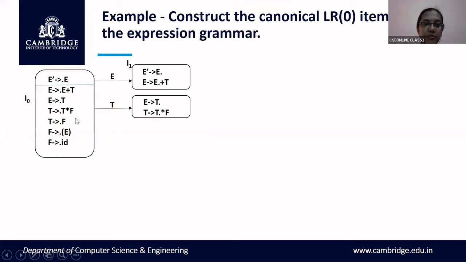So now we are done with the symbol E. You are done with the symbol T. Now what is the next symbol? The next symbol is, in the next production, F.